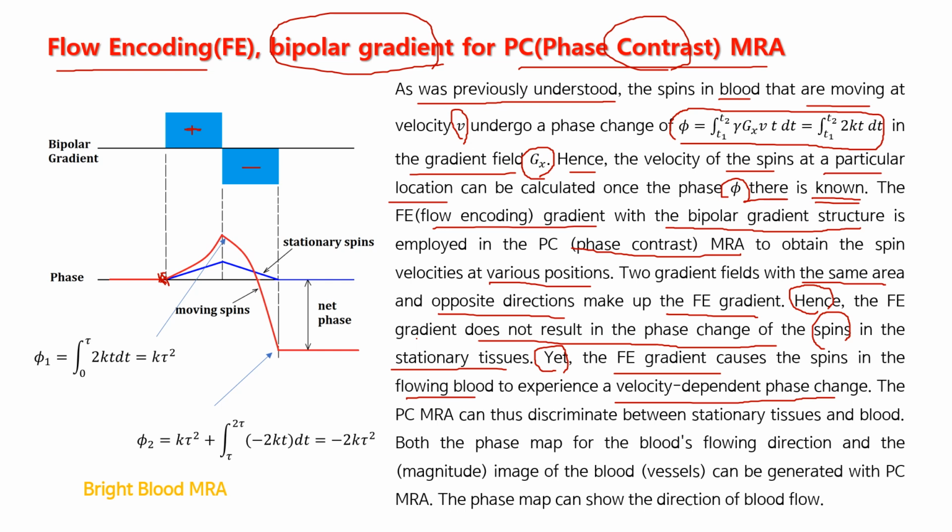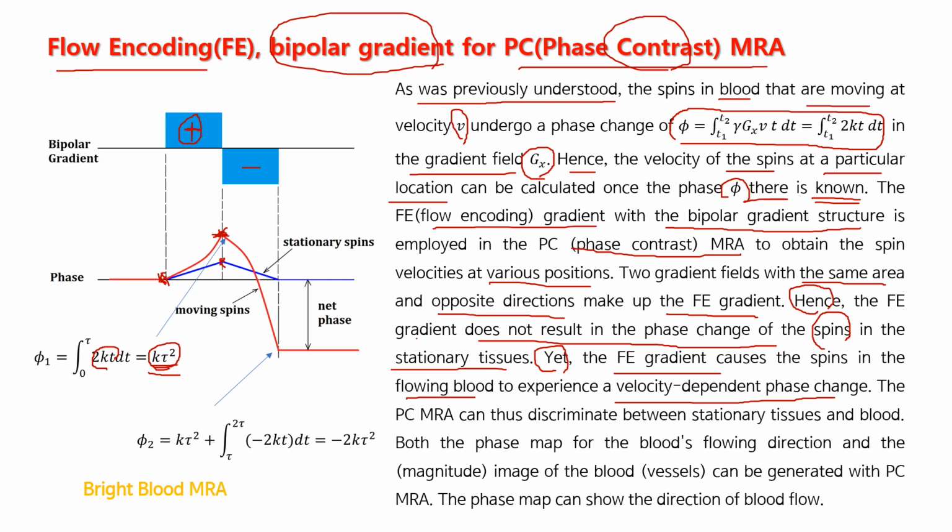This is the plus gradient. So the phase change at this moment for the spins in the flowing blood can be calculated to be k tau square. On the other hand, for the spins in the stationary tissue, the phase change is linear, depending on just time t, so you can see the linear increase of phase due to this plus gradient.